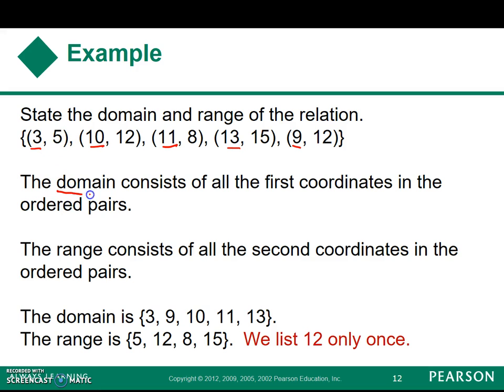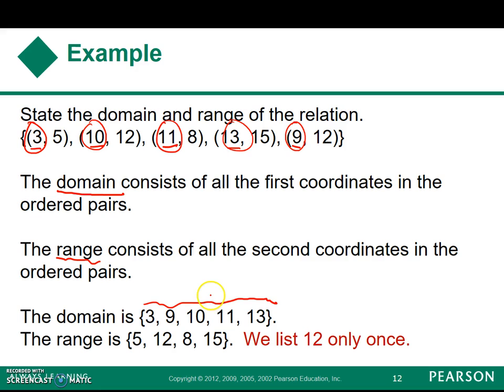Another new term is called the domain. Now the domain consists of all the x values for a function. So here, literally the domain of this, I would just list this. I would say it's 3, 10, 11, 13, 9. You can just list them. You can list them in order if you want, but it doesn't really matter.